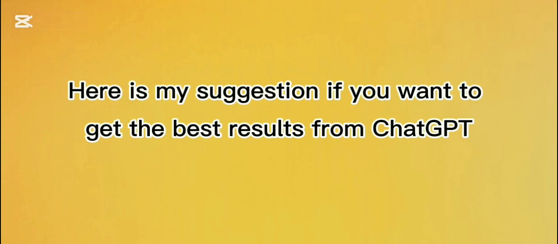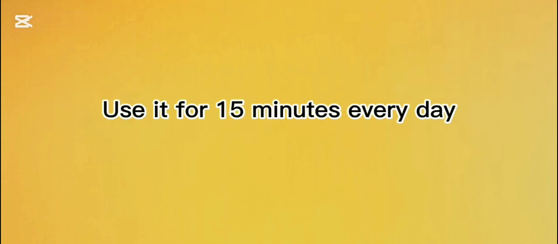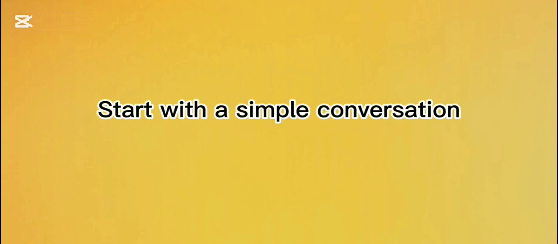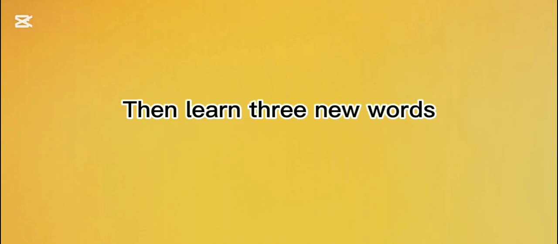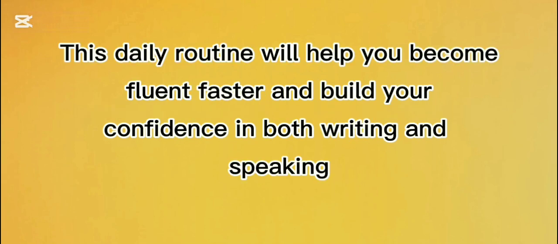Bonus tip: daily practice plan. Here is my suggestion if you want to get the best results from ChatGPT. Use it for 15 minutes every day. Start with a simple conversation. Then do 1 grammar correction. Then learn 3 new words. And finally write a short paragraph. This daily routine will help you become fluent faster and build your confidence in both writing and speaking.